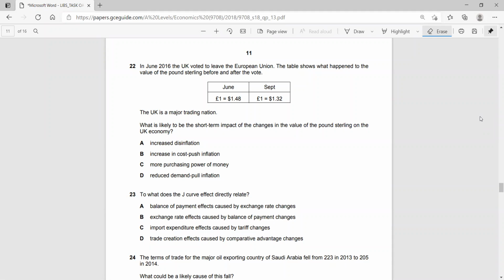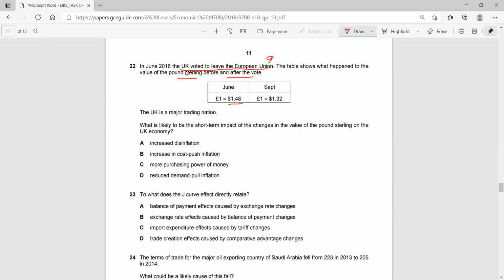So question 22. In June 2016, the UK voted to leave the European Union. Let's highlight this. UK voted to leave the European Union. God knows why they did that, but anyways, the table shows what happened to the value of the pound sterling before and after the vote.